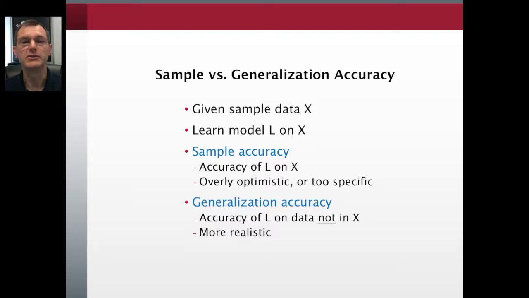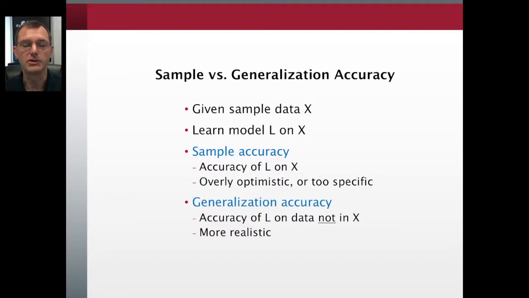So up till now, we've been using what's called sample accuracy to evaluate our models. Namely, we're given a sample data set X, and not only do we learn our models on X, but we also test the models on X as well. And so generally, allowing the learning algorithm to learn a model on the exact same data it's going to be used to test that model is going to generate overly optimistic accuracies, or we wind up learning too specific of a model because we're training it on all of the training data as opposed to just some of it.